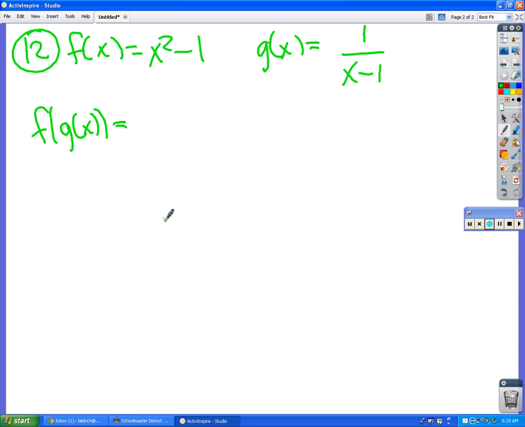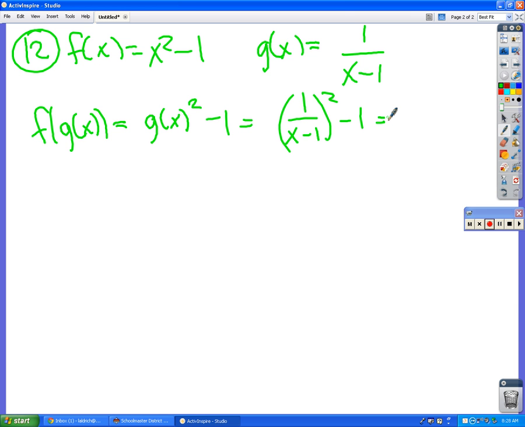Okay, so same thing, different functions. I'm going to start with the f function, and I'm going to replace the x with a g of x. Bring the g of x in there. You can put the old thing in there, and that's fine. So instead of x squared, I have g of x squared minus 1. But what is g of x? 1 over x minus 1, which I need to square, minus 1.